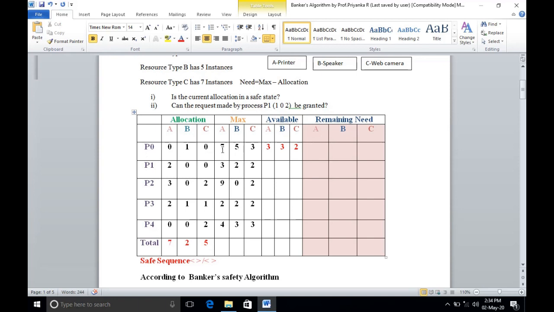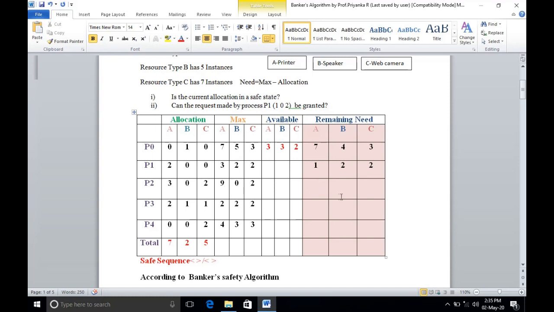How do we calculate that? You have to subtract the allocation from the maximum required by each of the resources. So here in the first row, we'll be filling 7 minus 0 will give us 7. Likewise, 5 minus 1 will give us 4. 3 minus 0 will give us 3. So this is the remaining need of process P0. Likewise, we have to calculate for all the processes. So this will give us 1, 2, and 2.